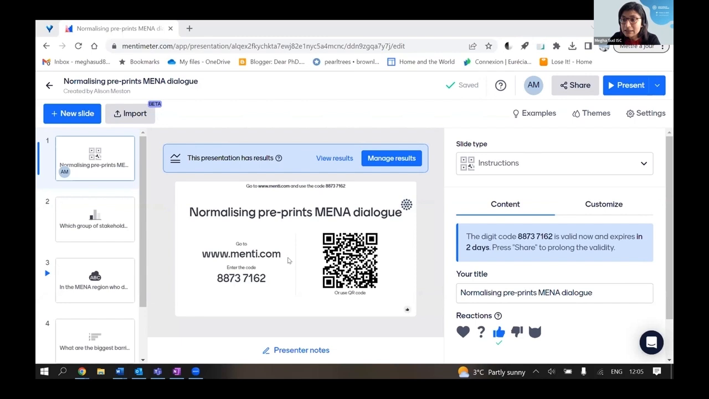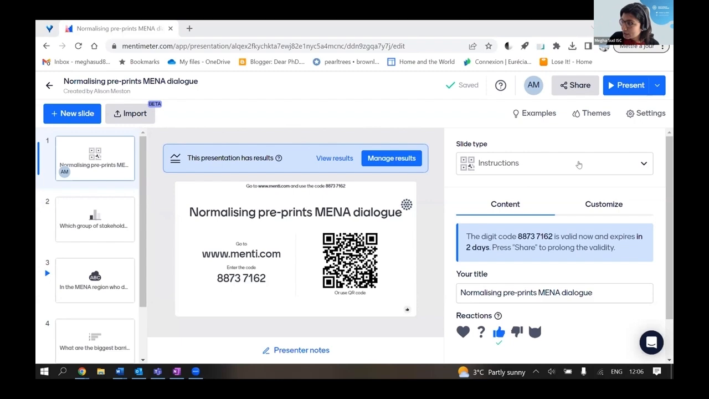www.menti.com. That's M-E-N-T-I. We're going to go through a small poll to get a sense of who's in the room and what are the broad opinions before we go into the breakout sessions, and then we'll have a chance to discuss these further. So if you could go on to menti.com, and it's going to ask you for a code, and the code is 8873-7162. It's on the screen over here.